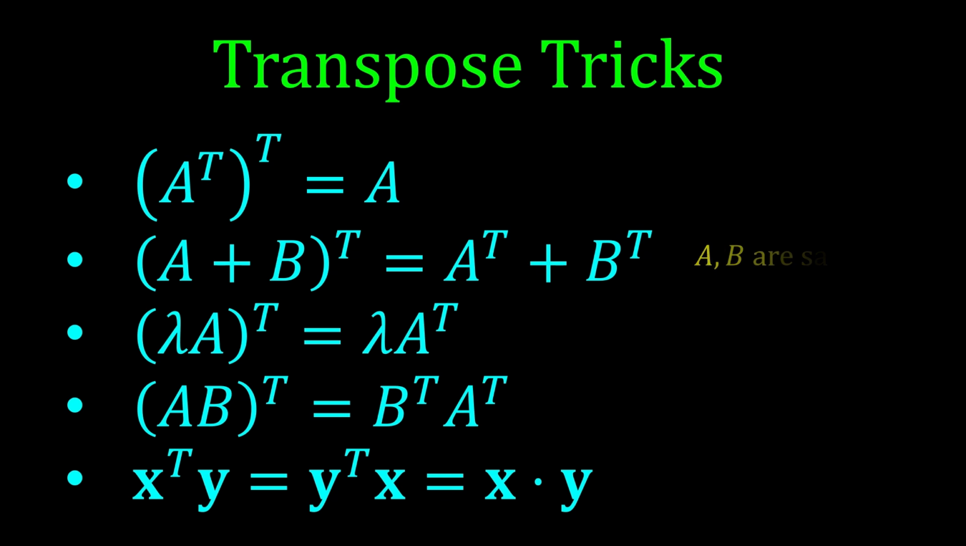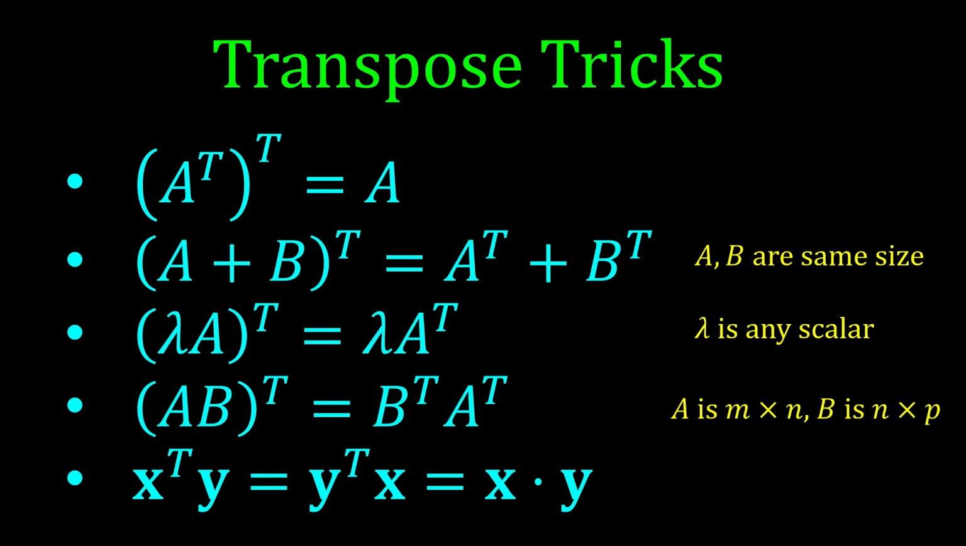Just some clarifications. In this second one, A and B are the same size. Here, lambda is any scalar, so any number. And for this one, A and B are compatible matrices. You can multiply them. And for the last one, x and y are vectors in the same dimension.